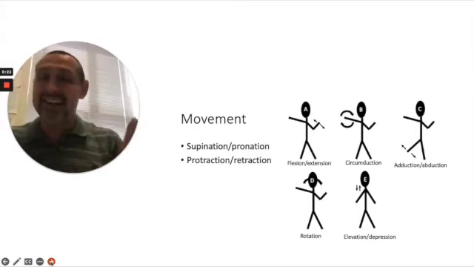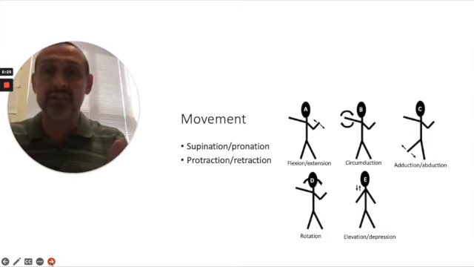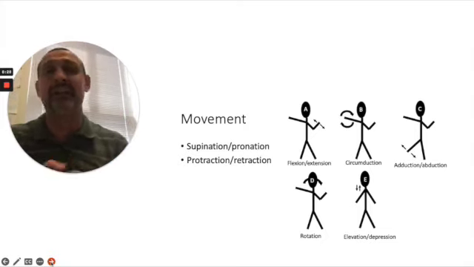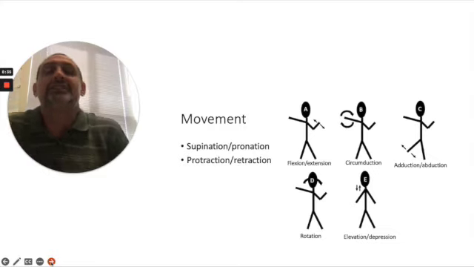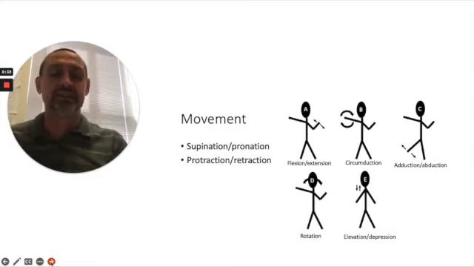Adduction means you're adding it to your body, you're bringing it in closer to the midline, whereas abduction, like you're being abducted by aliens, it's being taken away from you. Rotation means that it rotates, it's going to move from side to side. Elevation means that you raise it, whereas depression means that it goes down.